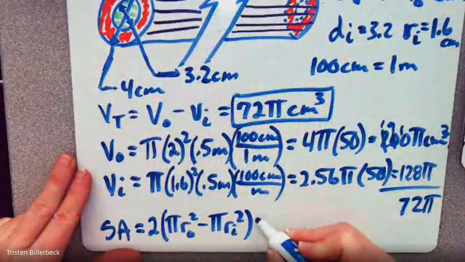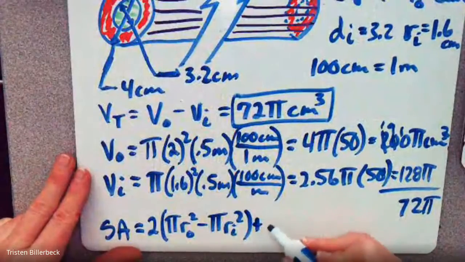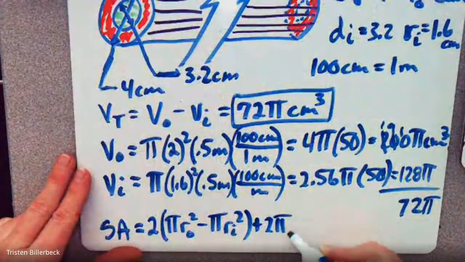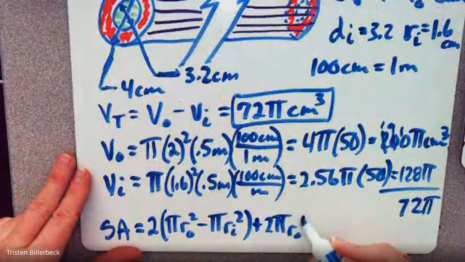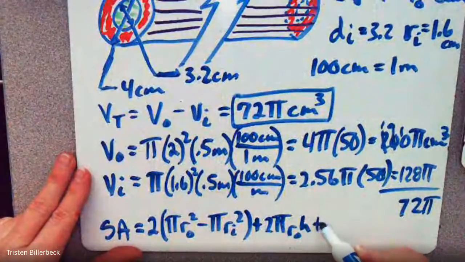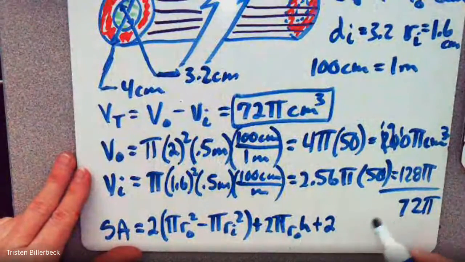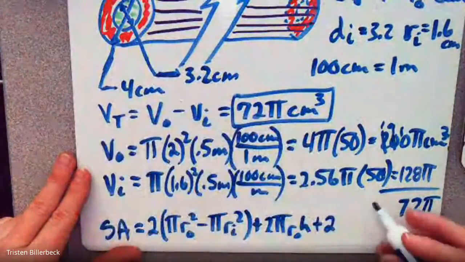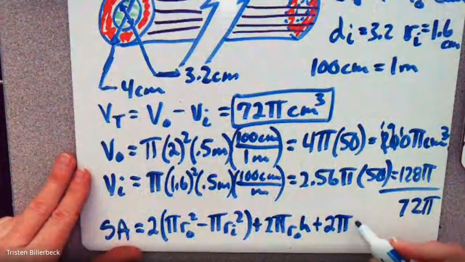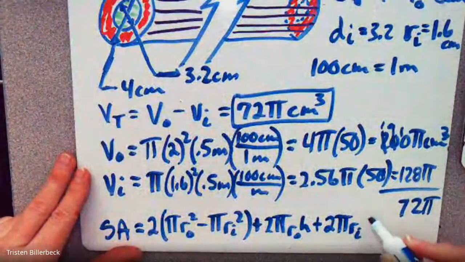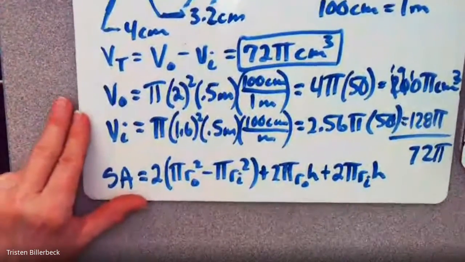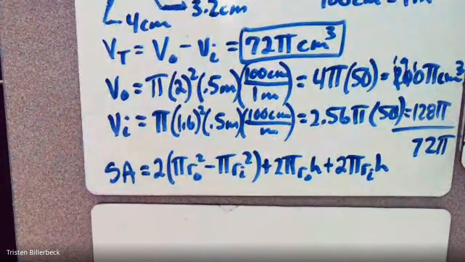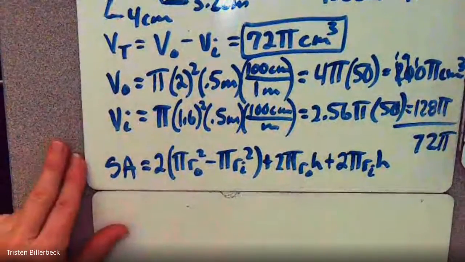Now I have to do the outside. So that's 2 pi radius outer times the height of the pipe plus the inner lateral surface. So pi radius inner times height. Okay, so that's my strategy, and that's what I'm going to try to do. So let's look at how we might do that.